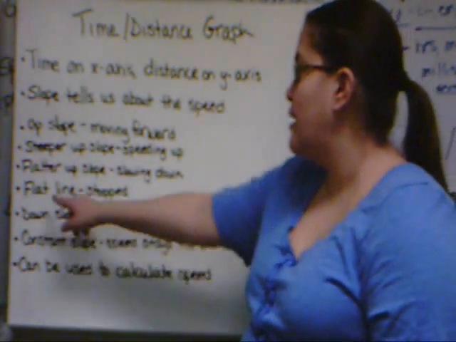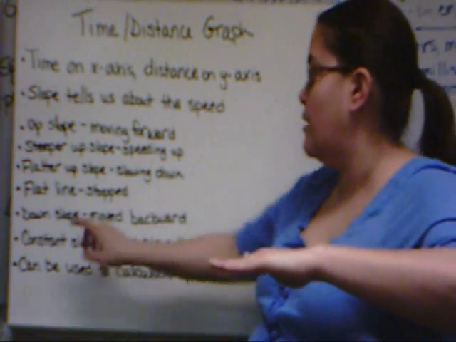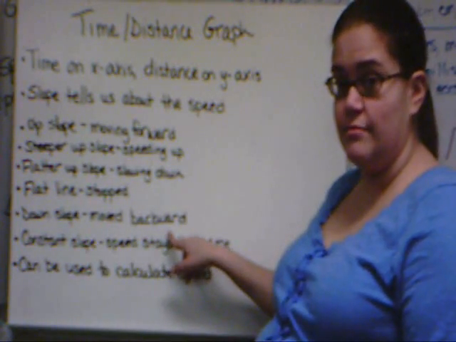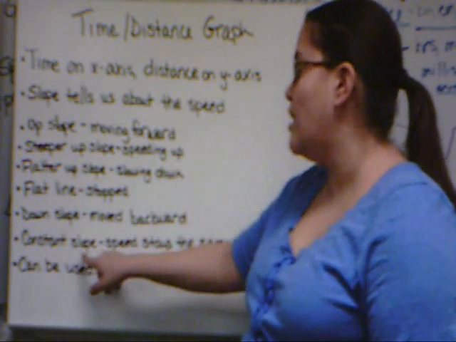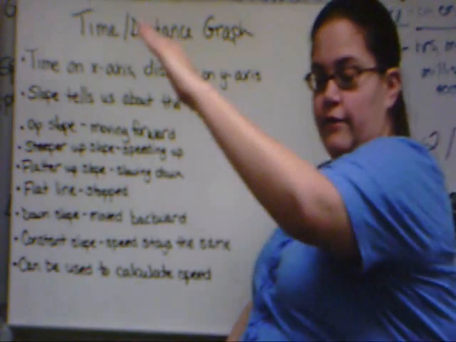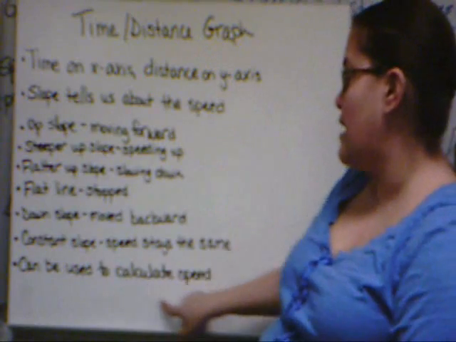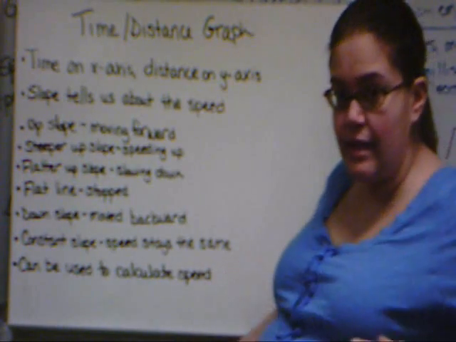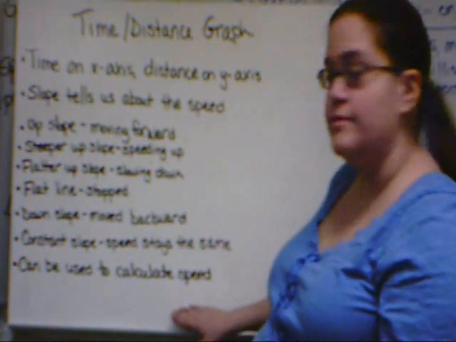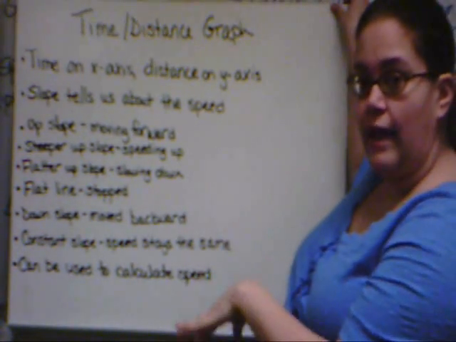If it has a flat line, that means the object is stopped, it's not moving whatsoever. If it has a down slope, so the line is going downwards, that means it moved backwards, and we'll see that in a minute. If it has a constant slope, so the line from here to here is at this angle, and then from here to here is at the same angle, so the angle of the line hasn't changed, that means the speed stays the same. So it's moving forward, and the speed is the same. These types of graphs can be used to calculate speed, and I'll show you how to do that in just a second. So write all this down, and then we'll look at an example of the graph.